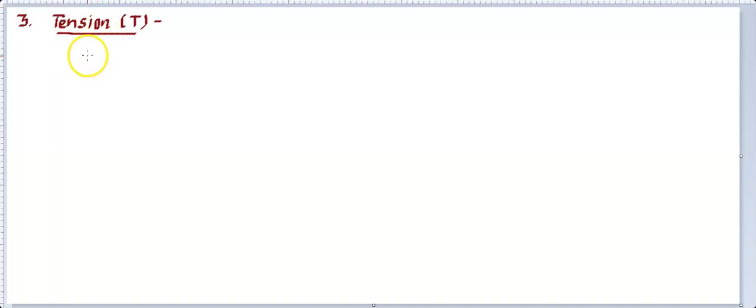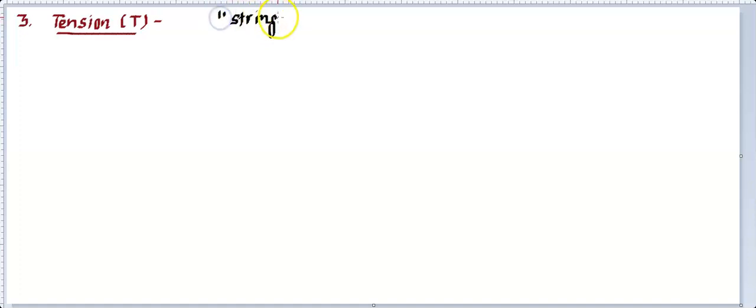So we are learning basic details about the forces, these vectors. We need to know what direction they carry, what magnitude they carry, and also what the point of action is. In that sequence, this is the third one, the tension. This tension is on strings or threads or ropes. So generally, we will call them strings.